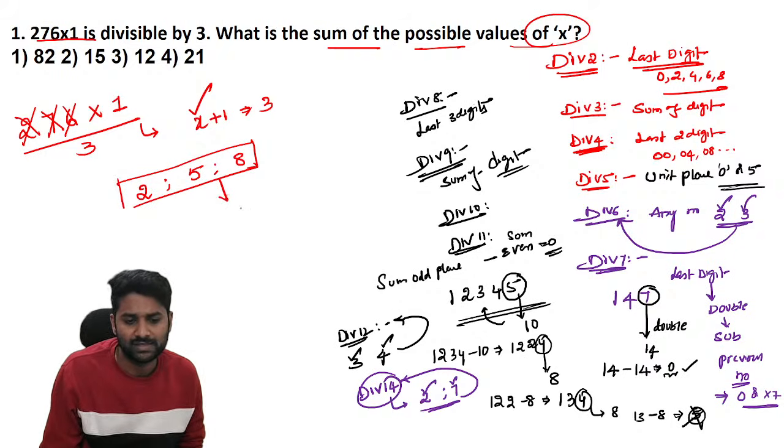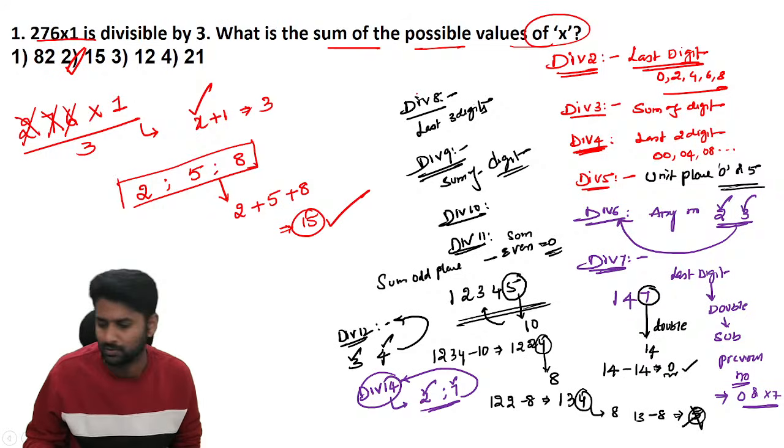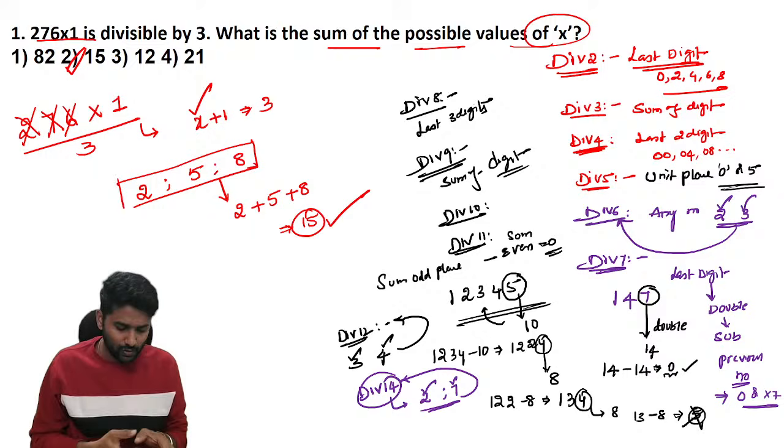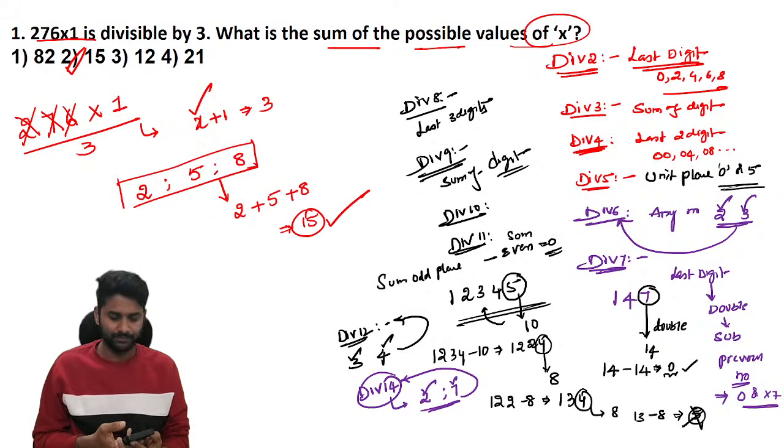Now the question: what is the sum of these values? 2 plus 5 plus 8. The result is 15. So you can solve this question with the help of all these divisibility properties. If you know those properties, definitely you can solve this kind of question. I hope you understand the whole explanation.